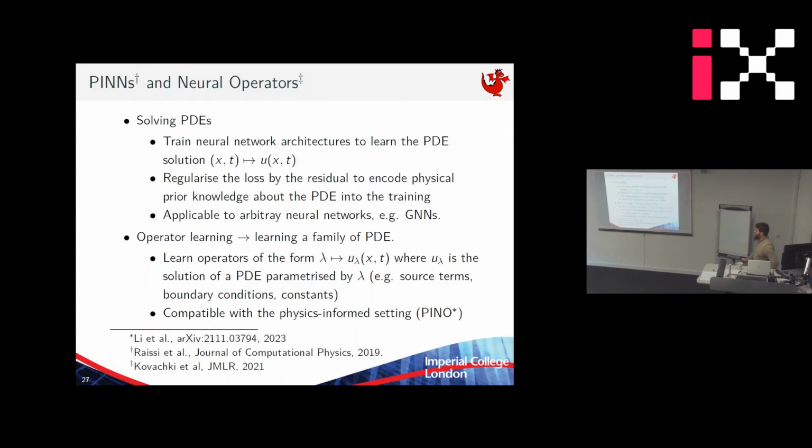And that operator can be anything: source terms, boundary conditions, constants, whatever. Imagine, if you want to do fluids, you can imagine you want to learn a mapping from the Reynolds number to the solution of the corresponding Navier-Stokes equation, for example. And this is compatible with the physics-informed setting. So this kind of setting, when you have the residual in the loss, in fact, it's called PINO, so physics-informed neural operators. And this is this paper.